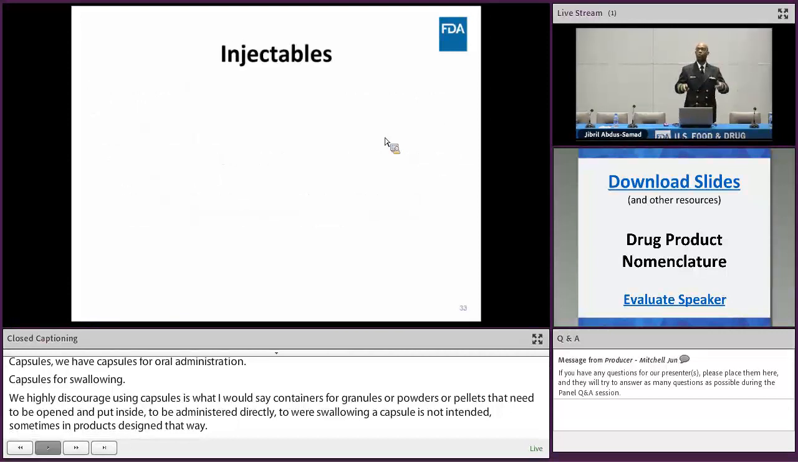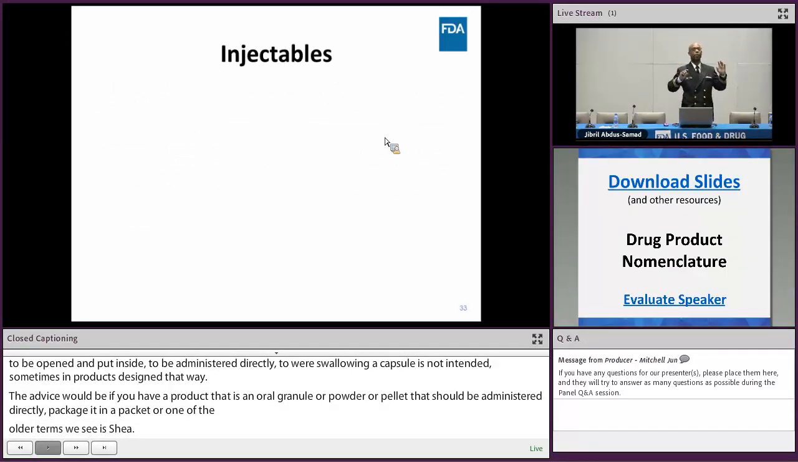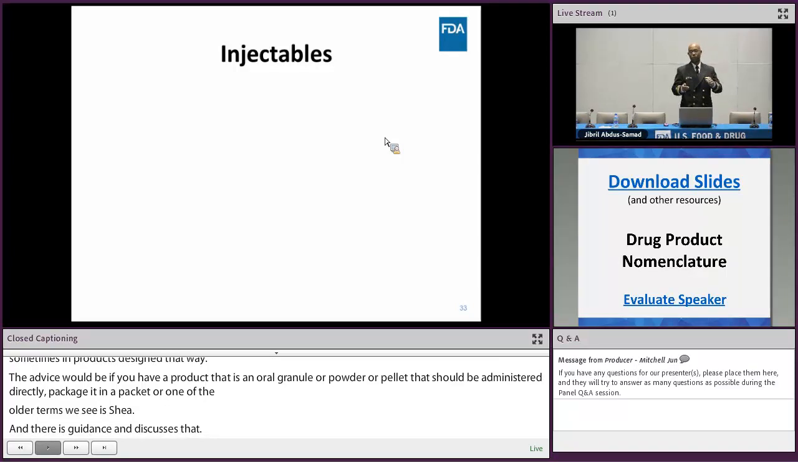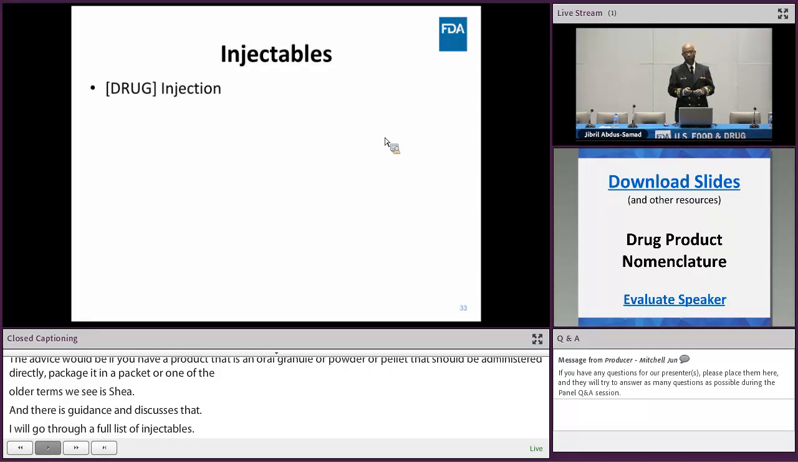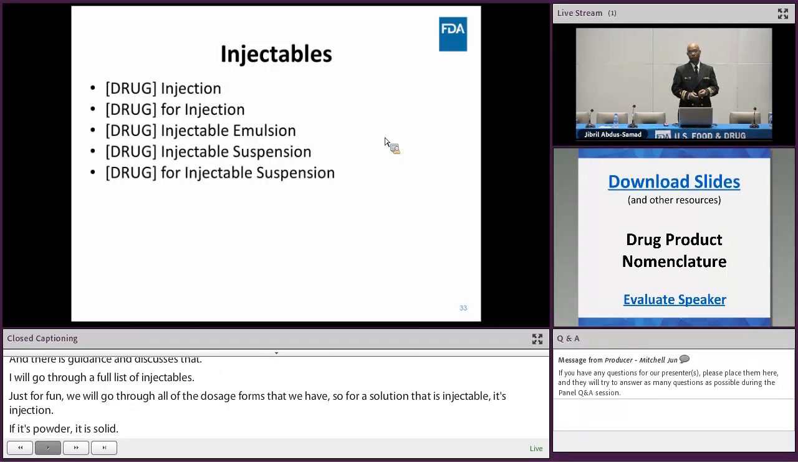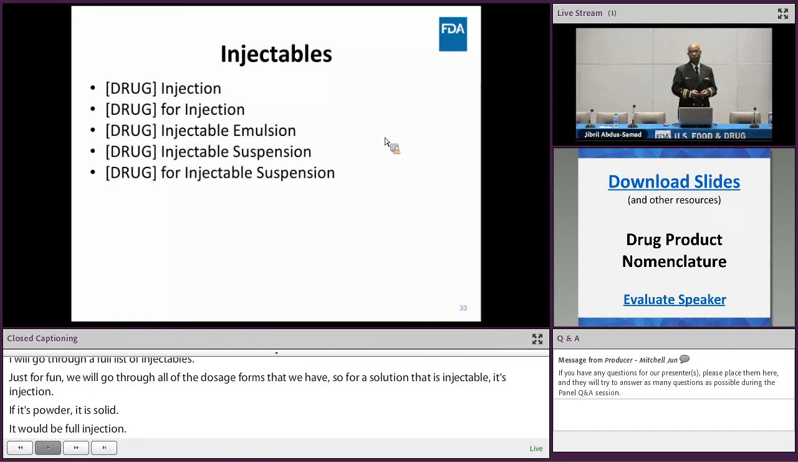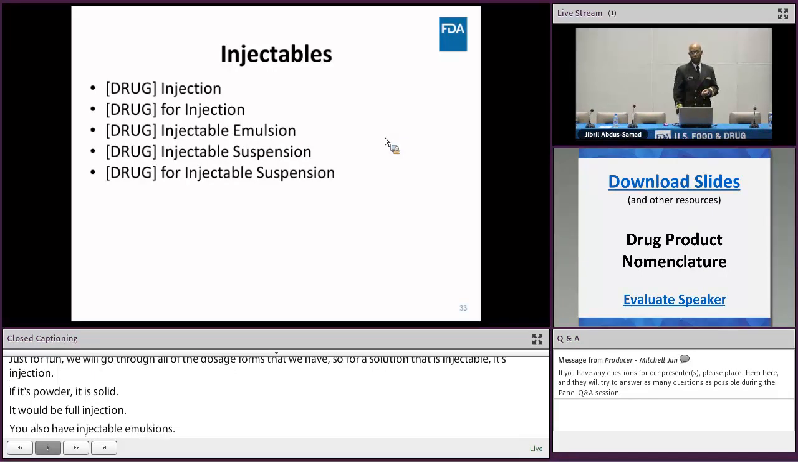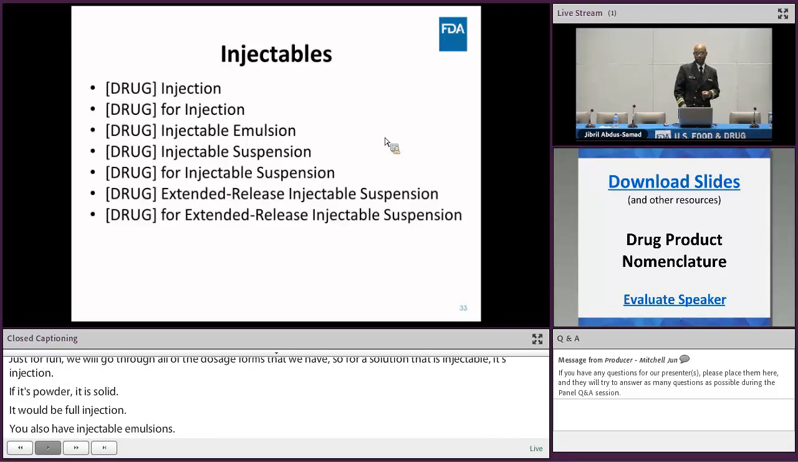For injectables, I'm going to go through a full list here. It's a long list, and it's not for you to look at each one, but just for fun, to go through all of the dosage forms that we have for injectables. A solution that's injectable is an injection. If it's a powder, a solid that requires reconstitution, it would be for injection. We also have injectable emulsions. And then we have injectable suspensions, and for injectable suspensions. Excuse me one moment.